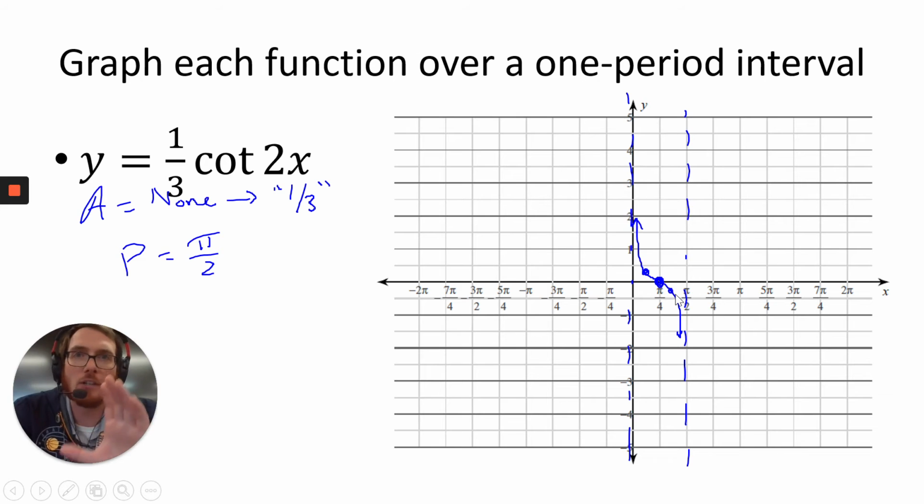Again, your focus probably should be to make sure you know where the period is, which is at 0 and then pi over 2 in this case, because pi over 2 is your period for this question.